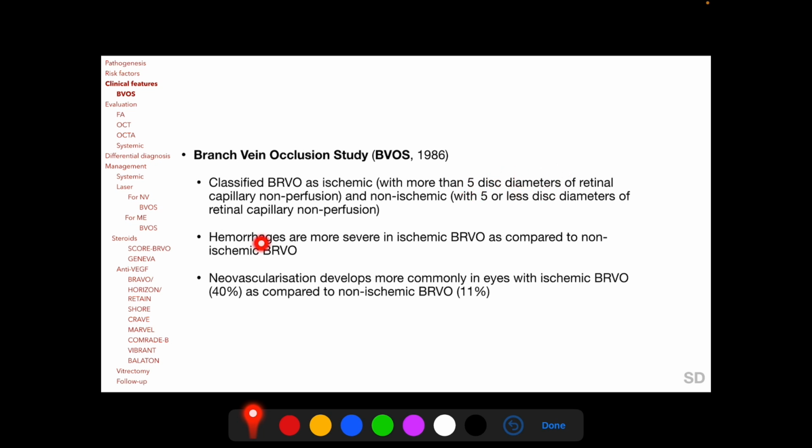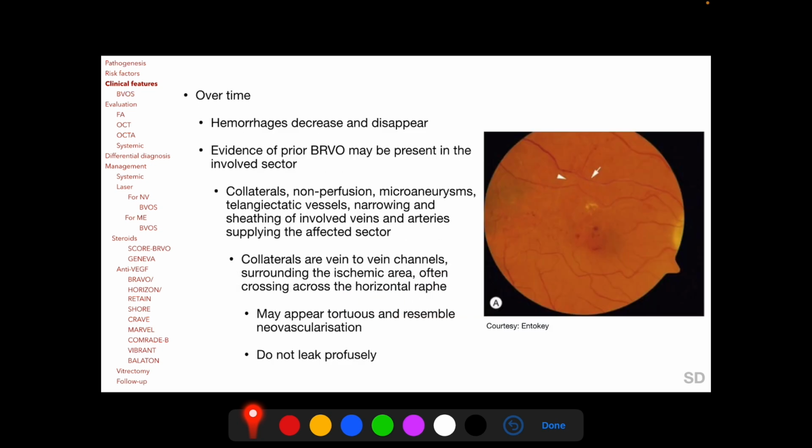As we have mentioned, hemorrhages are more severe in ischemic BRVO, and also neovascularization develops more commonly in eyes with ischemic BRVO as compared to non-ischemic BRVO. Over time, hemorrhages decrease and disappear, but evidence of prior BRVO may be present in the involved sector as seen here in this photograph, and they include collaterals, non-perfusion, microaneurysms, telangiectatic vessels, and narrowing and sheathing of involved veins, as well as the arteries supplying the involved sector.